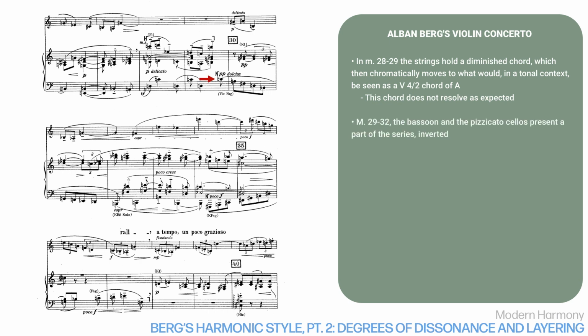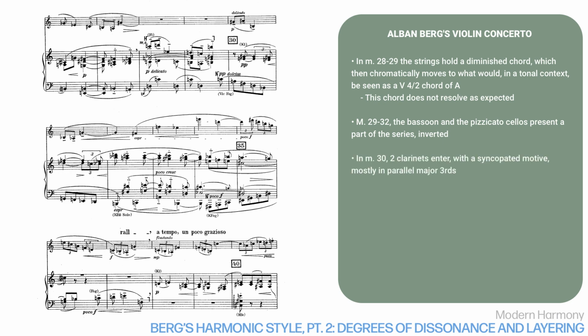Then, in measure 29 to 32, the bassoon and the pizzicato cellos present a part of the series inverted in steady eighth notes, as a counterpoint to the main line in the solo violin. As a bass to the solo violin, this is sometimes quite dissonant, for example measure 30, and at times more consonant, for example measure 31.